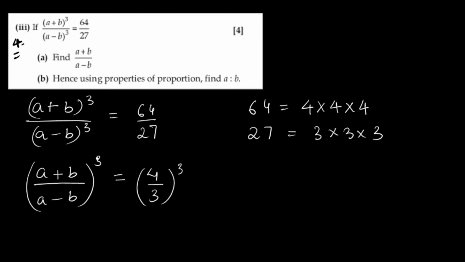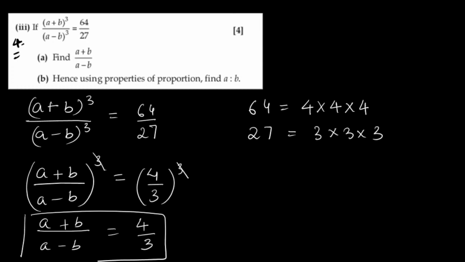Now the cube will get cancelled because the power is the same on both sides. So you can cancel the cube on both sides. What you will get is a plus b by a minus b equals 4 by 3. Also, if you want, you can shift the cube to the other side and it will become a cube root. Both ways are correct. So a plus b by a minus b is equals to 4 by 3.